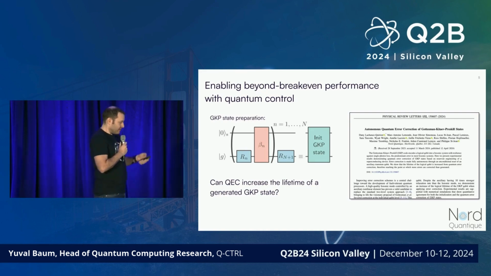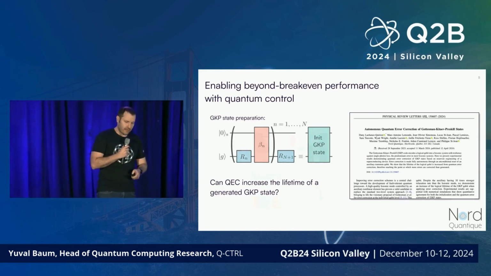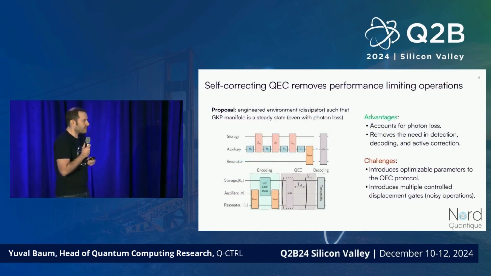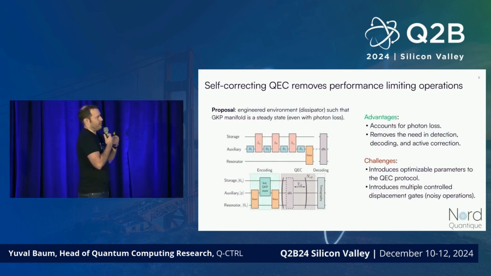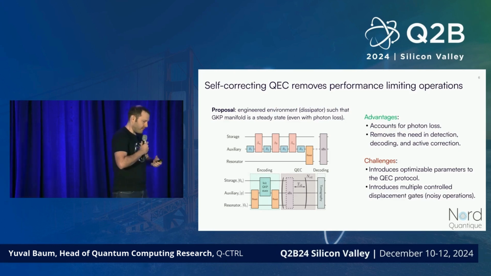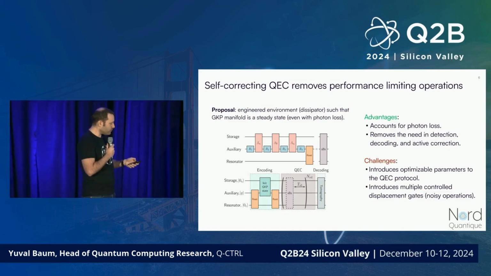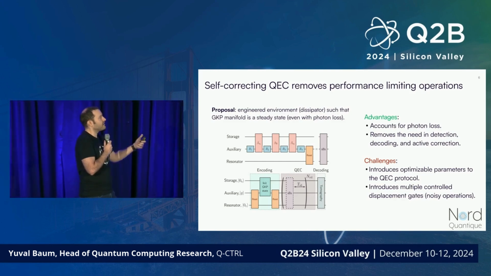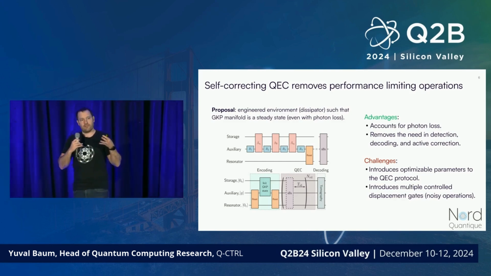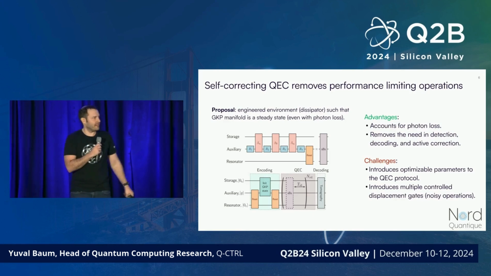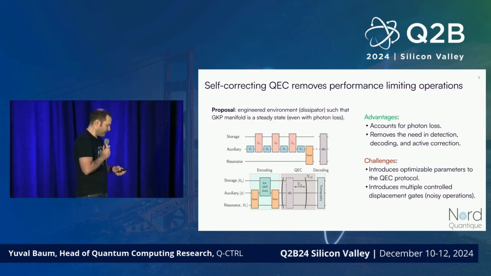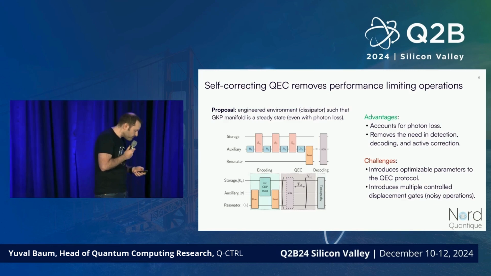And the quantum error correction that they used is an unusual one. The idea there is that you want to create a self-correcting quantum error correction. So instead of having detection and then decoding and then active correction, they want to design the environment, in this case some extra resonator that they add, in such a way that the GKP manifold is a steady state of this environment. So even if you leave the manifold, the environment will force you to go back to the manifold. And of course, there's quite a lot of theoretical work. That's not a new invention.